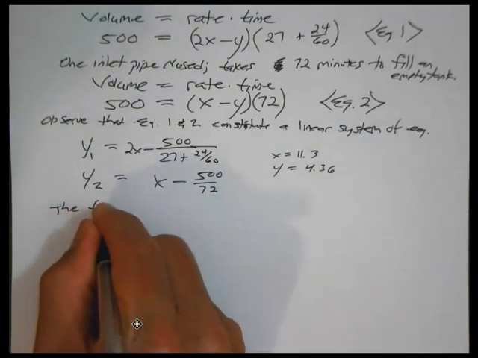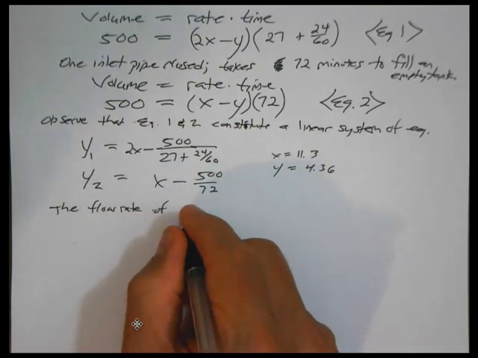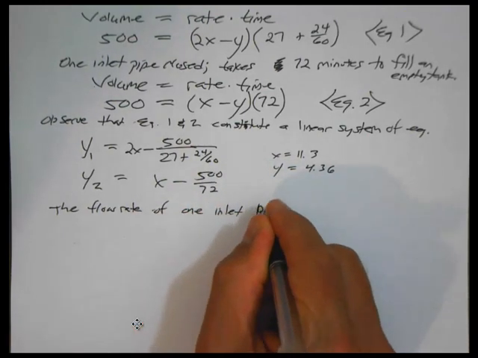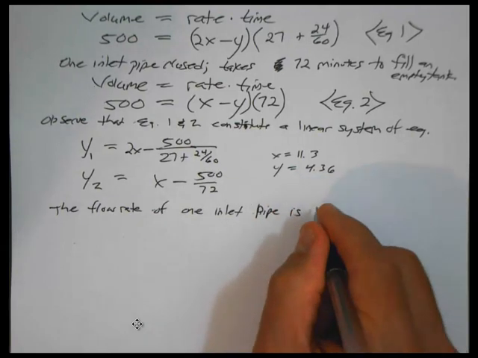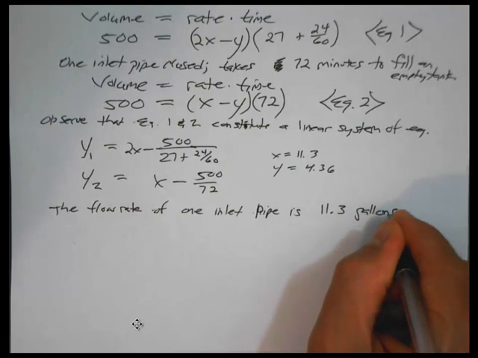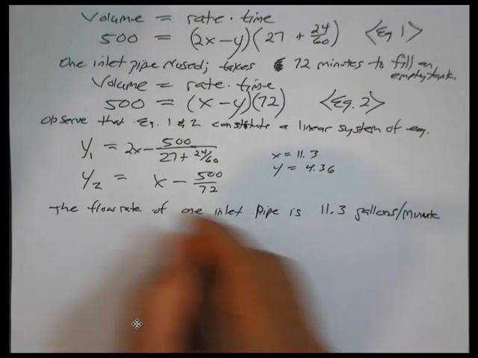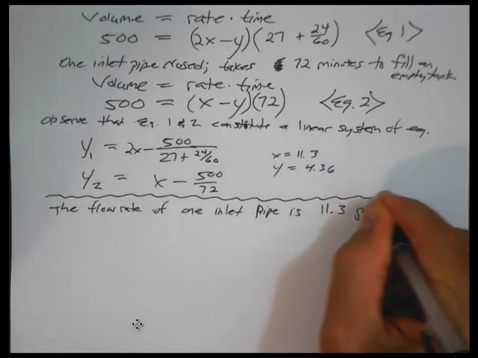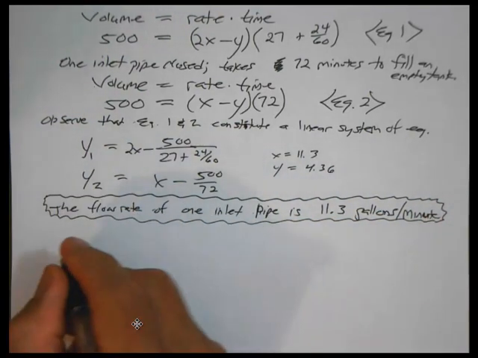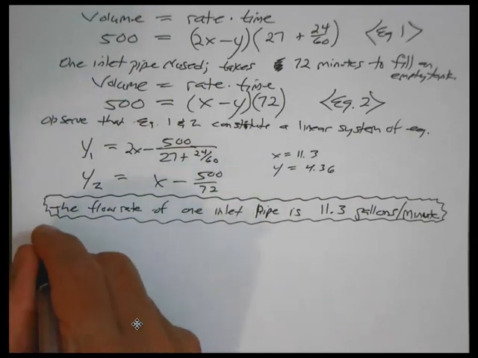The flow rate of one inlet pipe is 11.3 gallons per minute. Okay, it's our big conclusion. Put a prominent cloud around that. Now let's start checking things over.